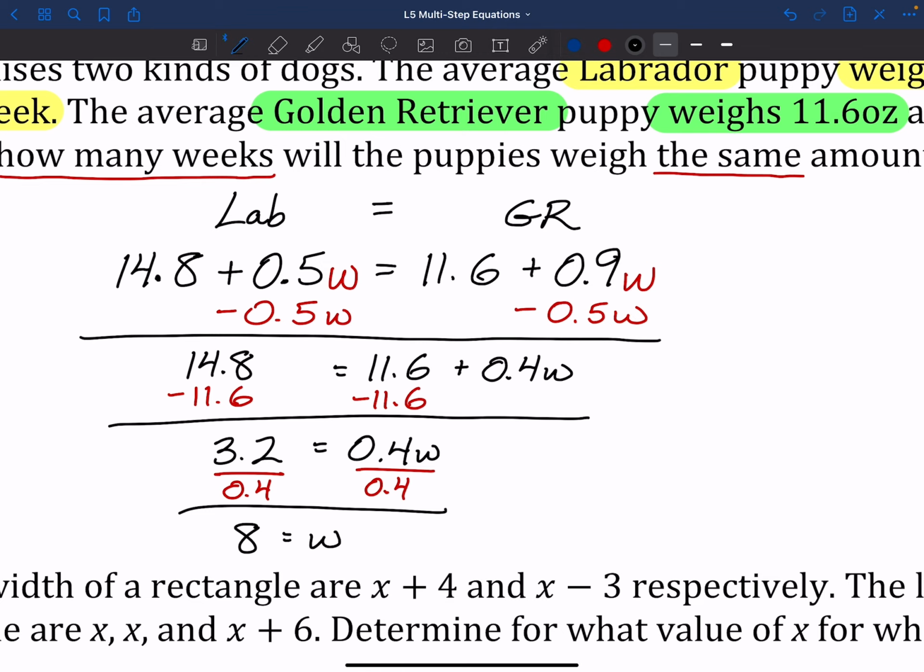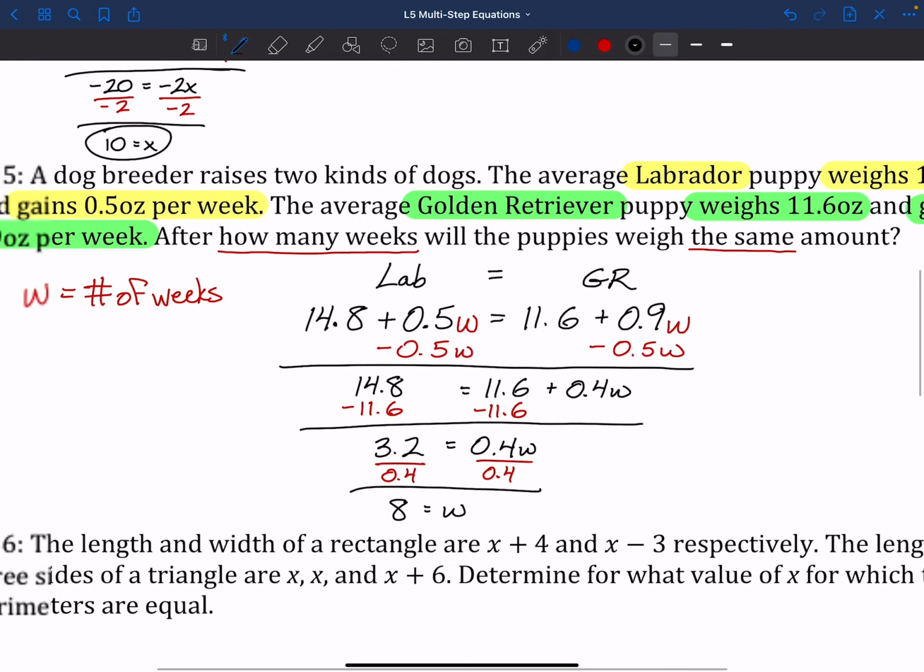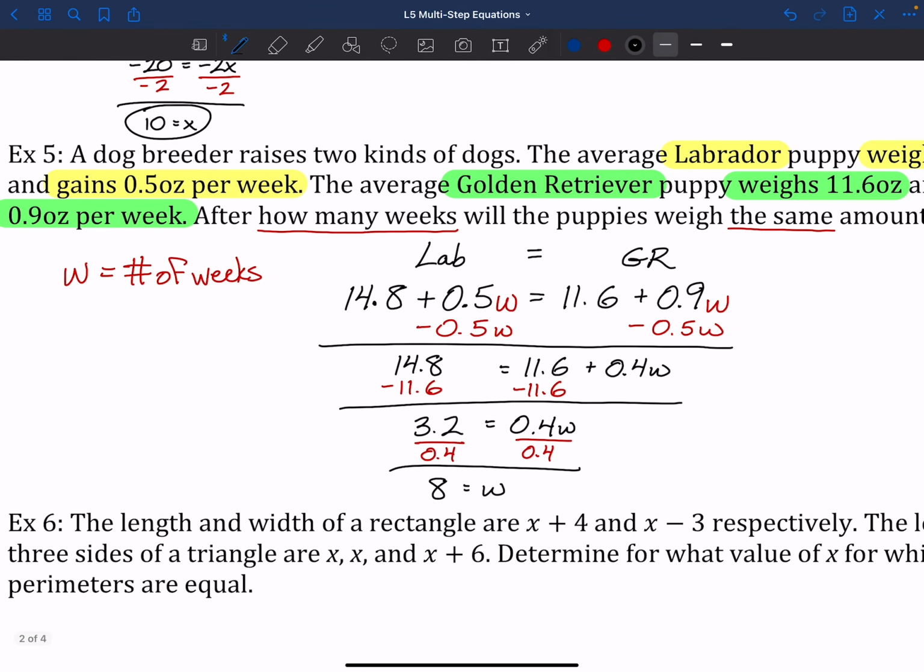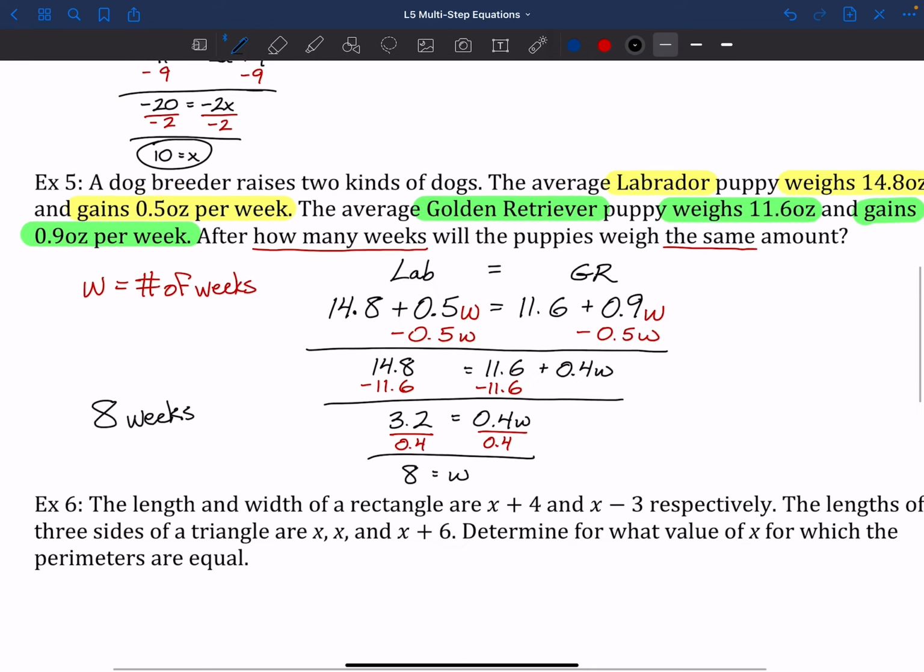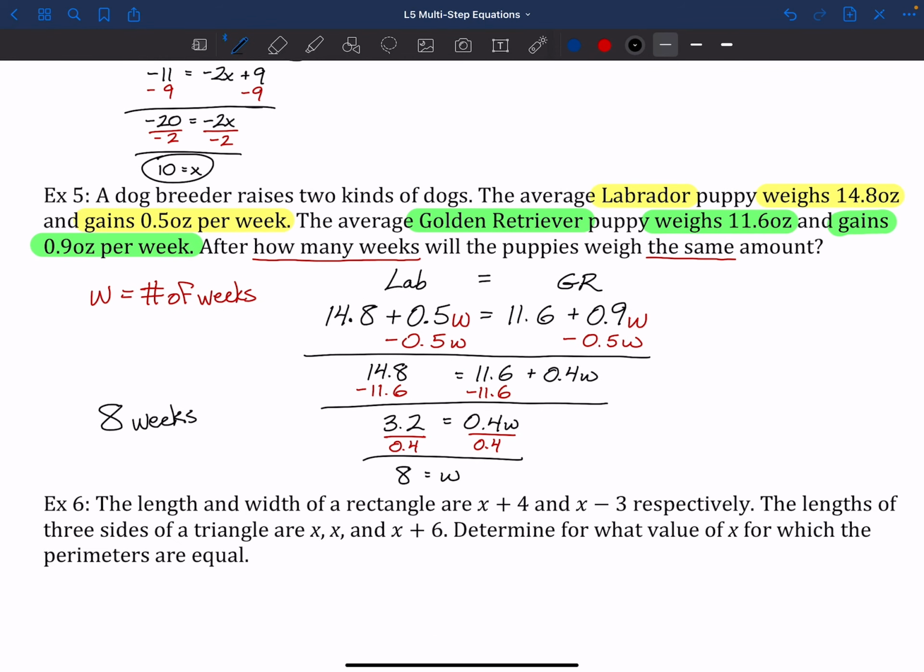So when we're working on a word problem, we figured out what it was, but we should put a unit on there, right? We know that w is the number of weeks. So our answer is 8, so we're going to say 8 weeks. Just put that unit on there. That's our answer. So after 8 weeks, we're going to have 2 puppies that weigh the same amount. Isn't that going to be cute?